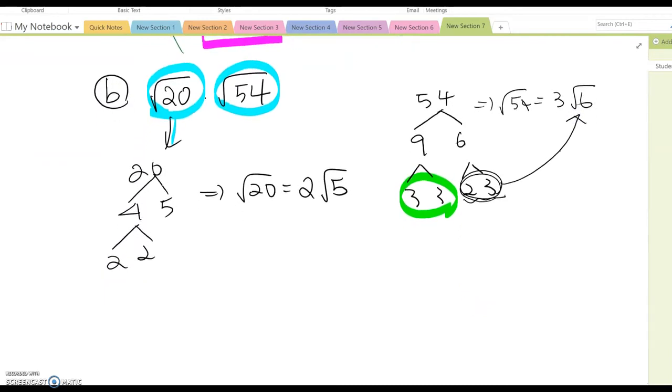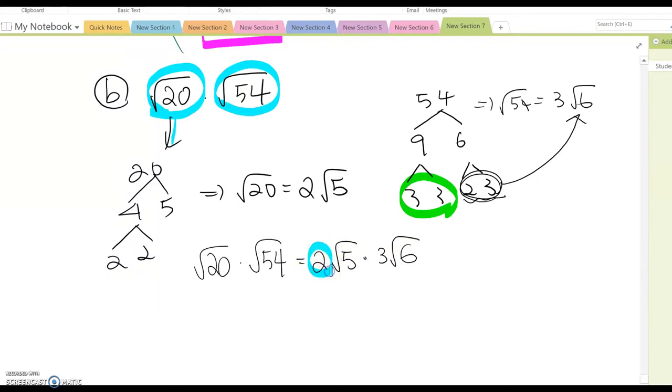Okay, then root 20 times root 54, you can rewrite as 2 root 5 times 3 root 6. Then what do you do now? You only multiply between rational numbers, and also between radicals here. Then what is the answer? You will get 6 root 30. That will be the answer.